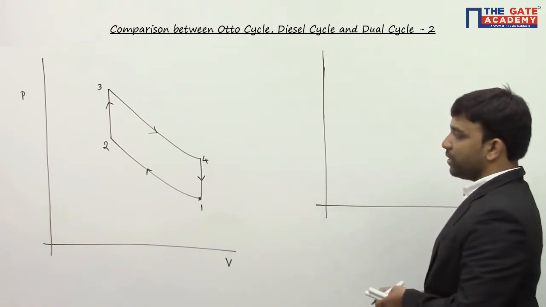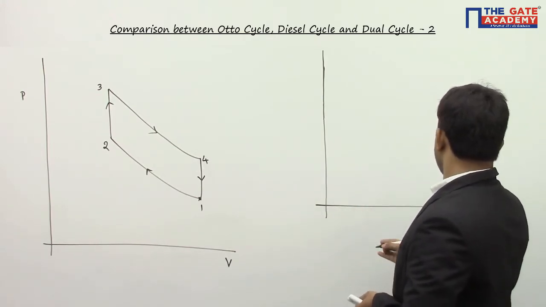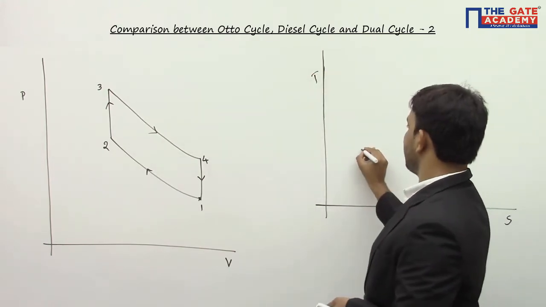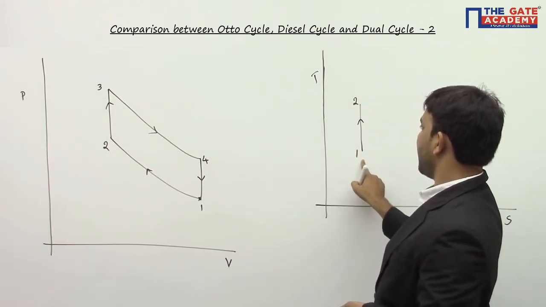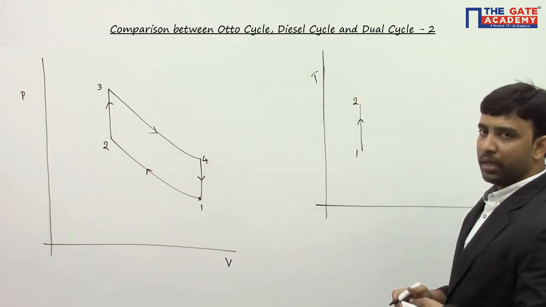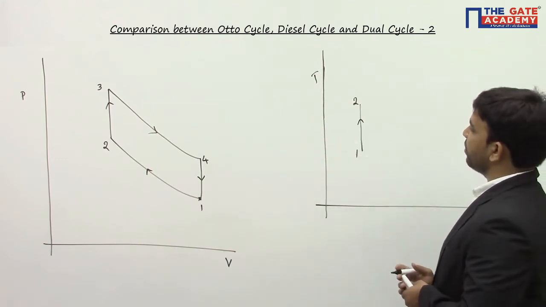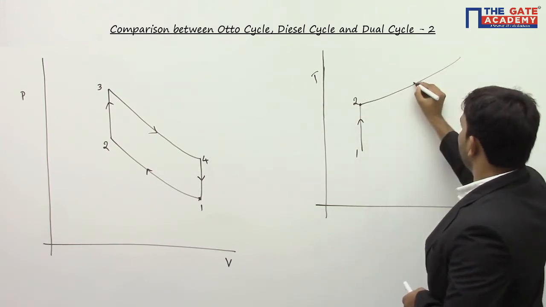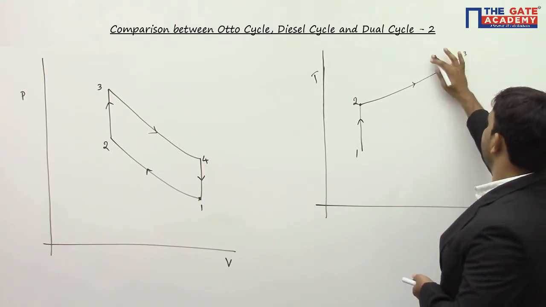So 1 to 2 is reversible adiabatic compression process. It is an isentropic compression process, entropy remains constant, and it's a compression process, so temperature increases. 2 to 3 is constant volume heat addition process. So it's a heat addition process, and both temperature and entropy will increase during heat addition. This is 2 to 3.